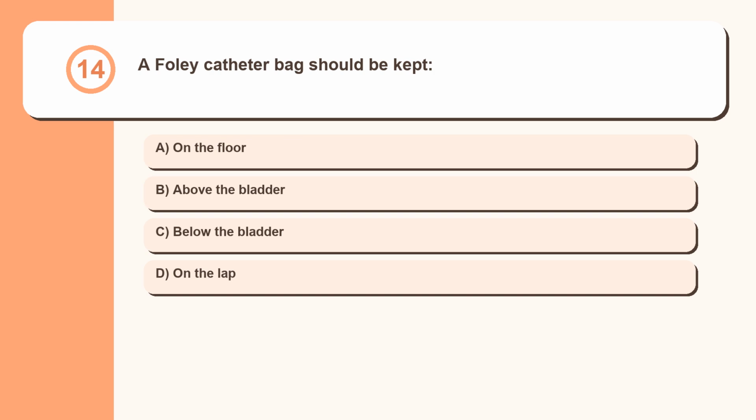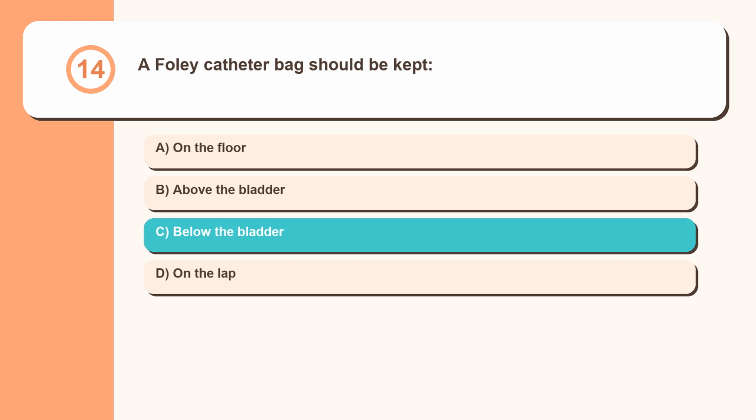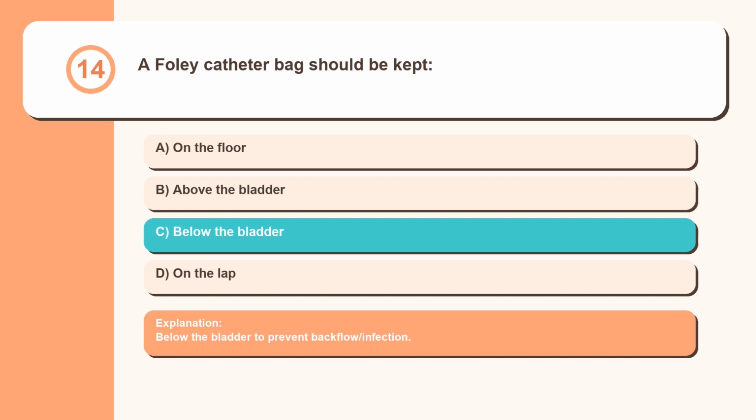Question 14. A Foley catheter bag should be kept on the floor, above the bladder, below the bladder, or on the lap. Below the bladder to prevent backflow and infection.